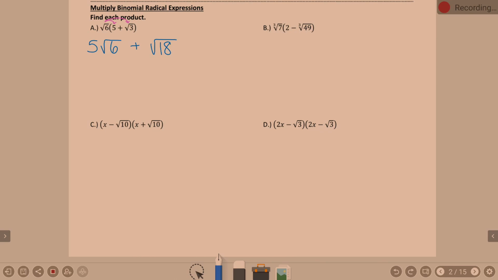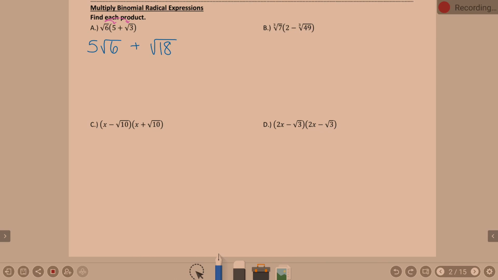Okay? Can I add them as is? No. Do either of them simplify? Maybe, right? So check for simplifying here. The first one, we have square root of 6. Does square root of 6 divide by any perfect squares? No, because 6 doesn't divide by 4. So 5 square root of 6 is simplified. What about 18? Does 18 divide by any perfect squares? 18 divides by what? 9? 9's on my list, right? So we do want to simplify this one.